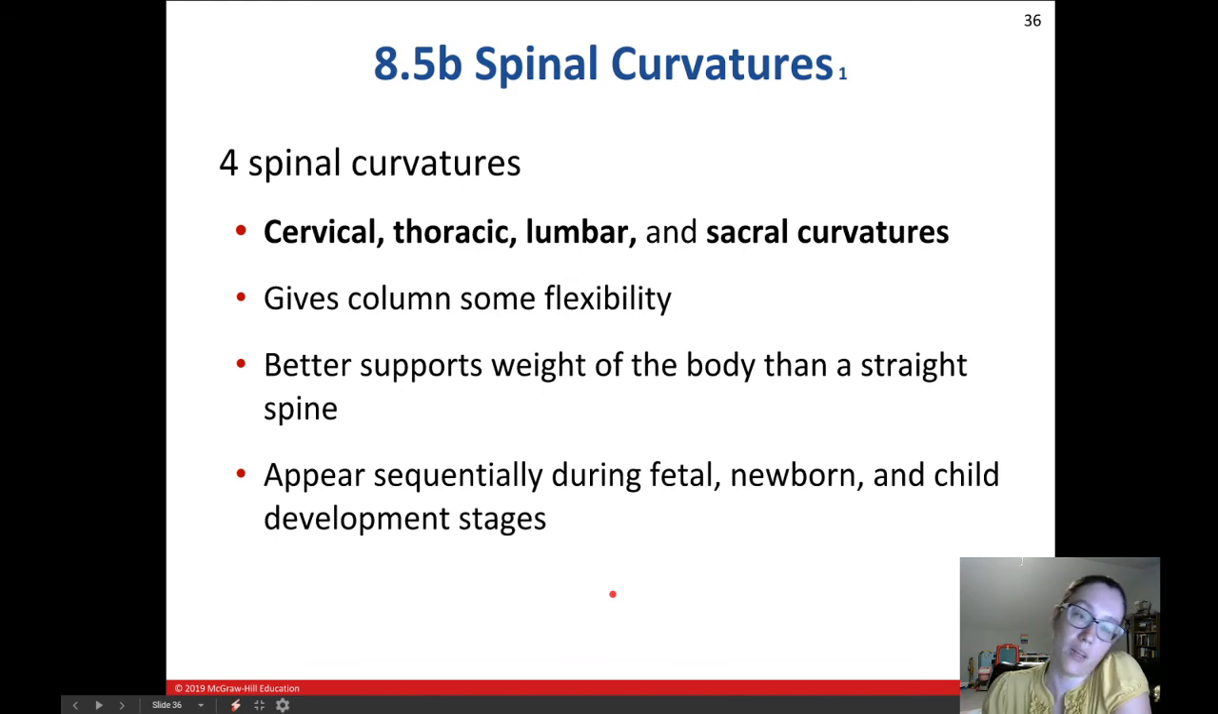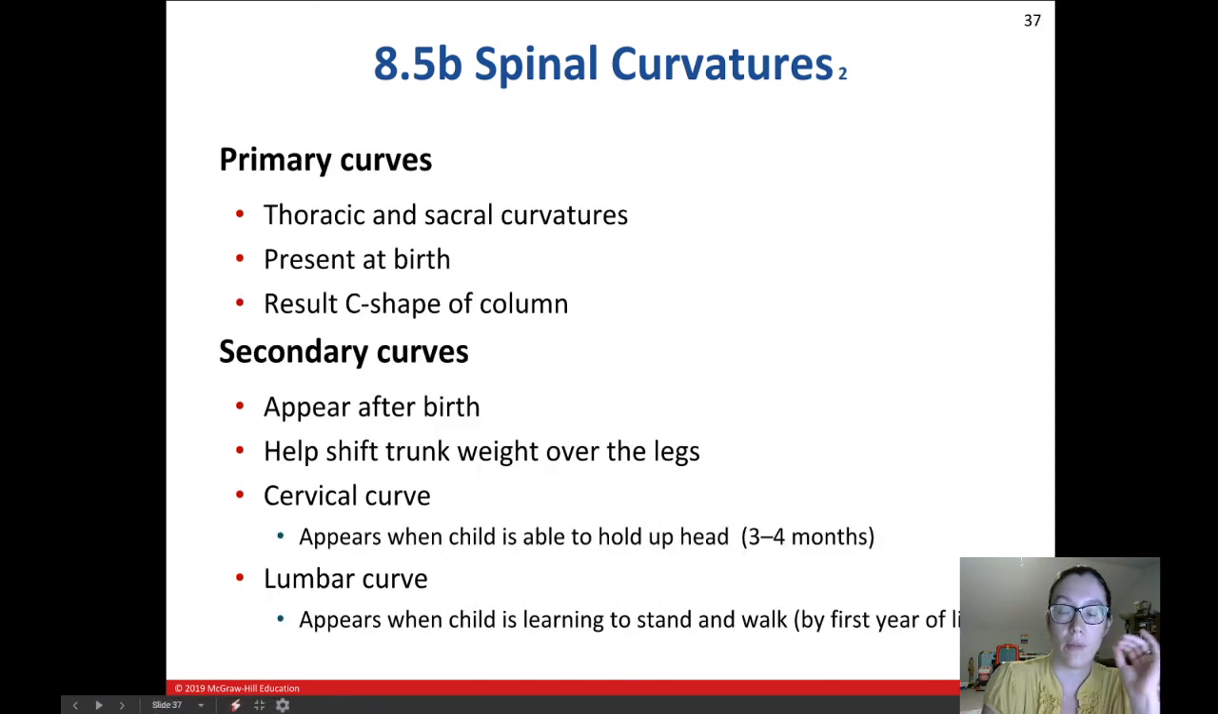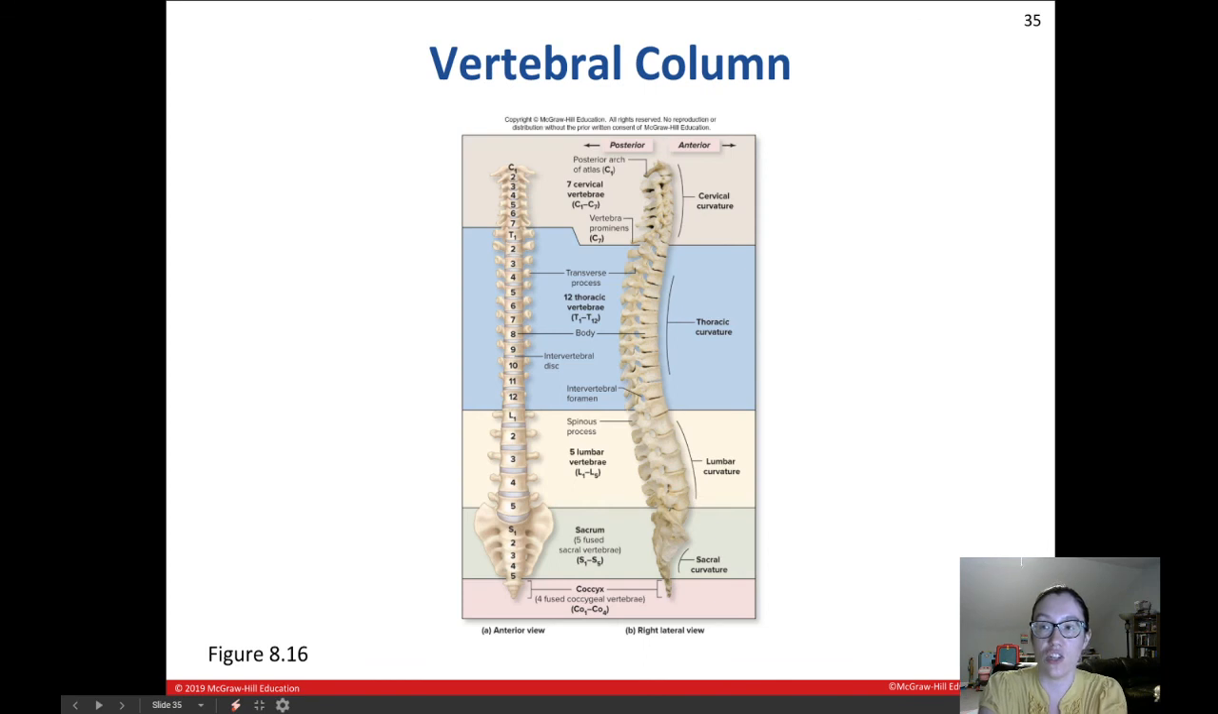These give the spinal column flexibility. They also support the weight of the body, and these curves are very important for the fact that we actually stand upright. They appear sequentially during fetal, newborn, and child development stages. The primary curves are present at birth, starting in the fetus, and those are the thoracic and the sacral curves. They result in that C-shaped column. Our thoracic curve and our sacral curve curve us into that fetal position. So think of that fetal position there.